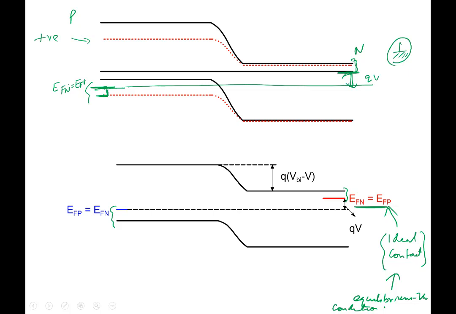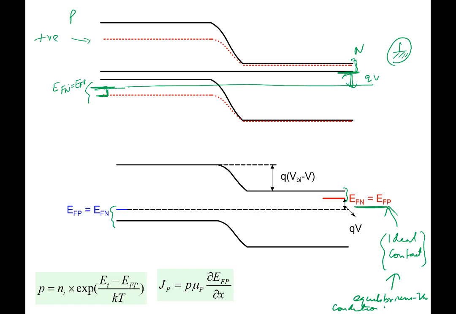We know at the contact, because we have defined the contact to be ideal, where the Fermi levels are. What happens to the Fermi levels as we move further down? Note that we have written these expressions earlier: p equals ni e to the power EI minus EFP by KT. We've also shown that the hole current can be written as the gradient of the hole quasi-Fermi level. Similarly, I can also write Jn equals n mu n del EFN by del x. So the gradient in quasi-Fermi level is related to the electron current.